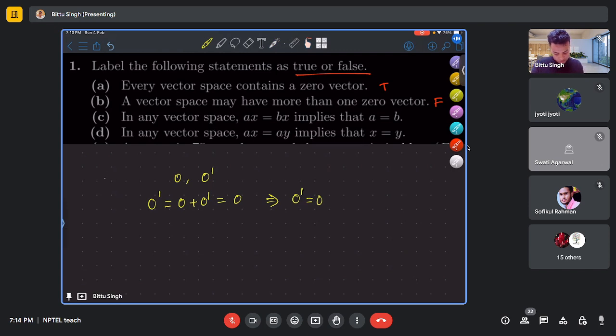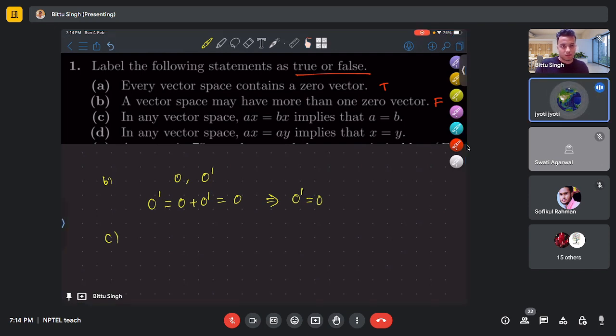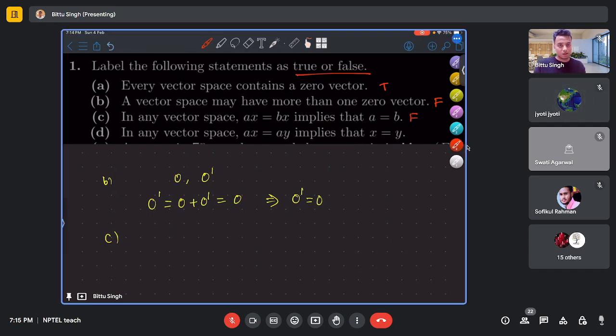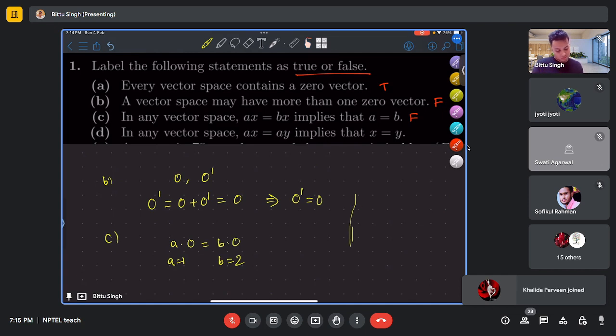Let us see the third question. In any vector space, Ax equal to Bx, does this imply A equal to B? Can we cancel X? No, if x is 0, then we can't. X must be invertible in that sense. It is not true, because A times 0 is the same as B times 0, but A and B can be different. For example, take A equal to 1 and B equal to 2. So it is false.